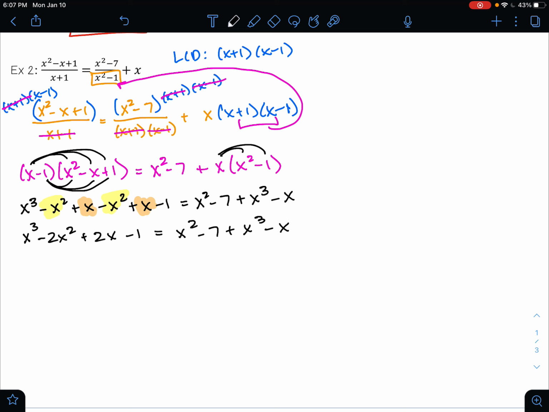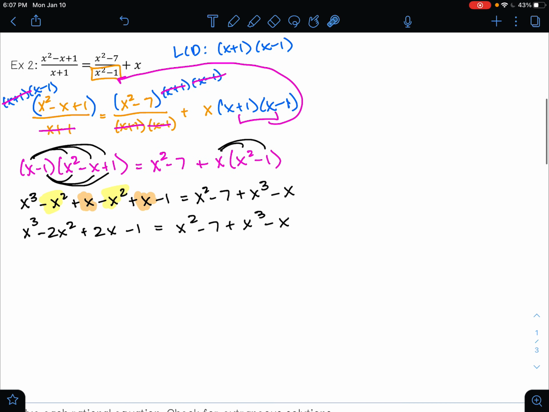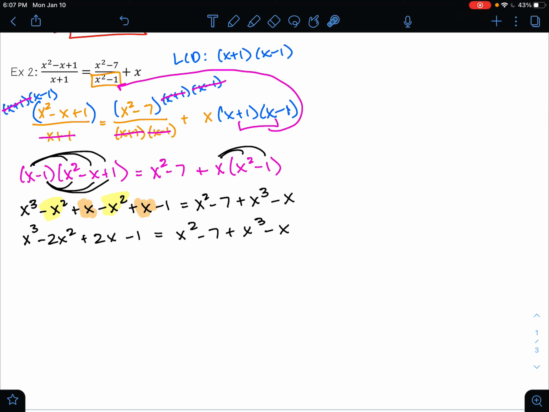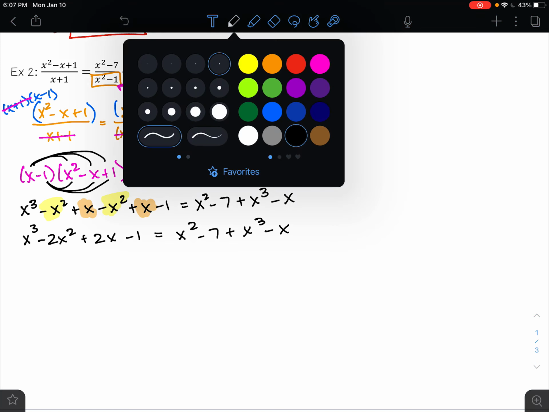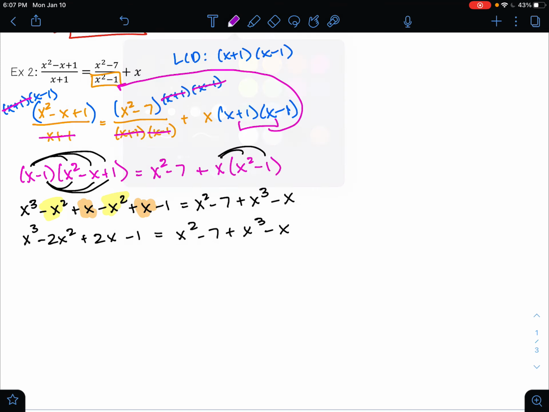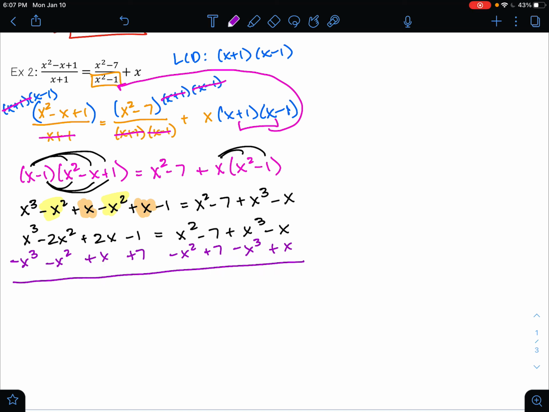Well, I have a cubic equation. I know it's cubic because my highest degree is 3. And so what I'm going to do first is get everything over to the same side and see what I have at that point. So I am going to go ahead and subtract x cubed, subtract x squared, add 7, and add x. That way everything is all over on the left-hand side of the equation.